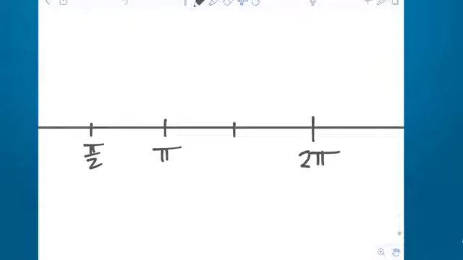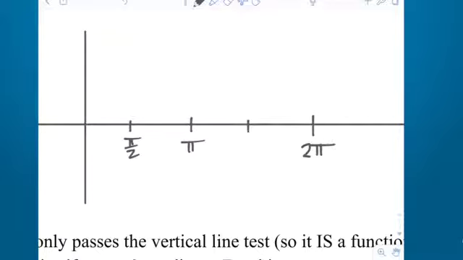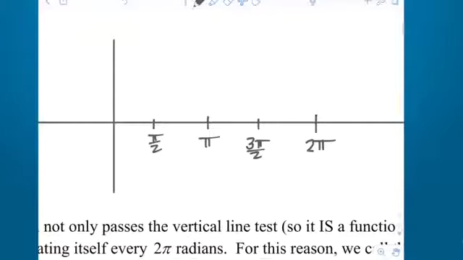We can bisect the distance between pi and 2 pi and label it as what? It would be 3 pi halves. Good. Nice. So these, including 0, those are very special angles. On the unit circle, those are our what angles? They land on the axis, thereby dividing the quadrants. They're called the quadrantal angles.